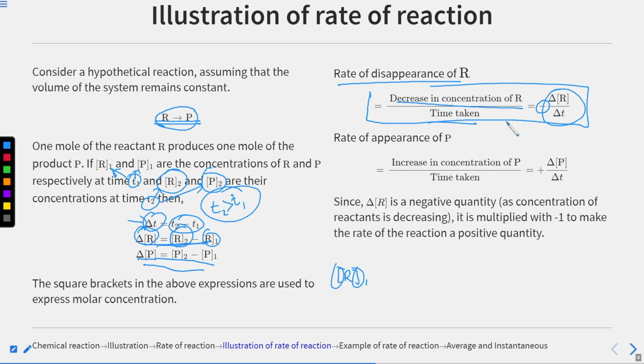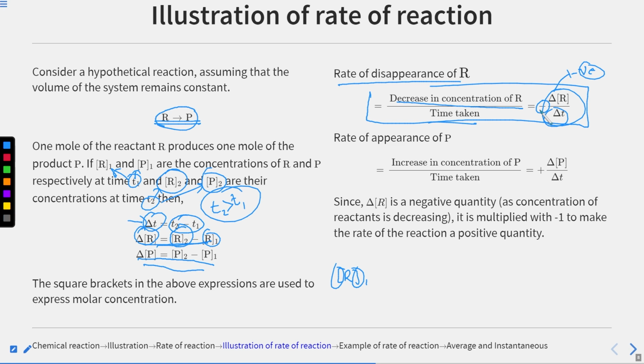Since it's the reactant, its concentration will decrease with time. So the final concentration will be less than the initial concentration. So if we calculate the decrease in concentration of R, that is final minus initial, then this delta R will give me a negative value. And also time is positive. So negative over positive, I will end up getting a negative rate of reaction, and that is not acceptable. So to maintain the sign convention of the rate of reaction, so that it should always be positive as rate cannot be negative, we put a negative sign.